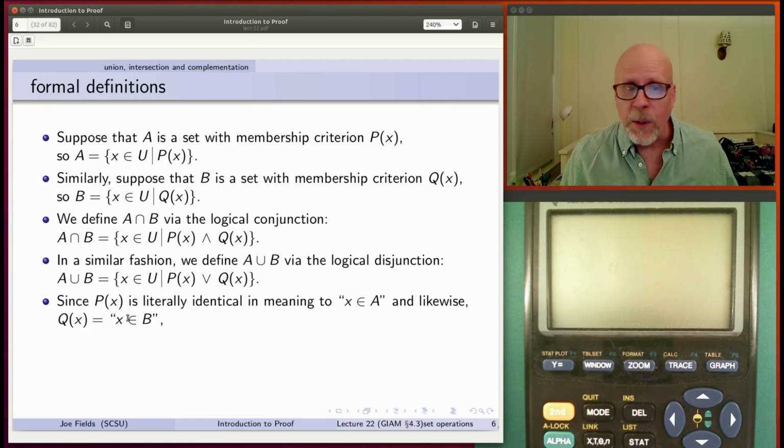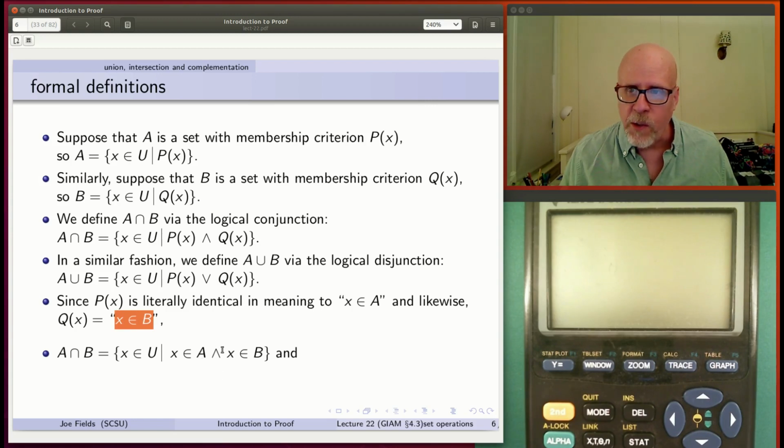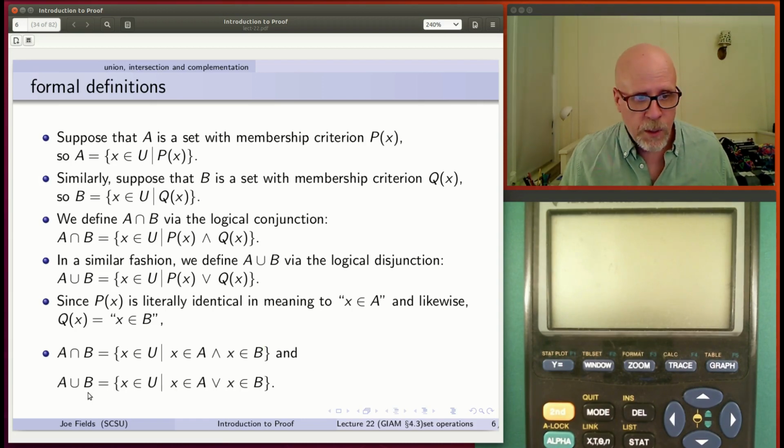It's X and B, but it's equivalent to the statement X is in B. And so you can re-express A intersect B in terms of these lines that look like X in something. A intersect B is the elements of our universe such that X is in A and X is in B. And the other one looks similar but with an or in the middle. The union is defined as the elements of our universe such that X is in A or X is in B. Cool.